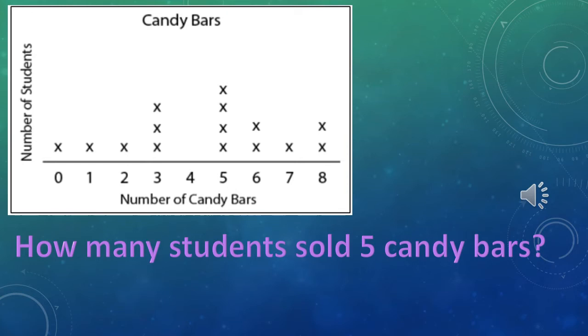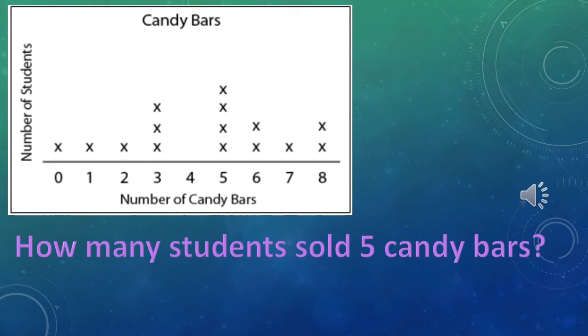So let's take a look at a real line plot graph with data. This line plot graph is about candy bars and how many students have sold different amounts of candy bars. Now that we know what the x's and the number line is showing, we can answer some questions about this graph. And I want to know how many students sold 5 candy bars. I want to know the frequency. How many times did students sold 5 candy bars?